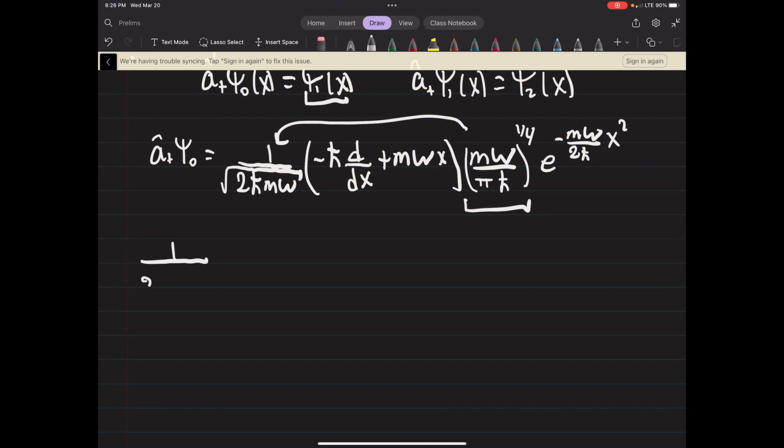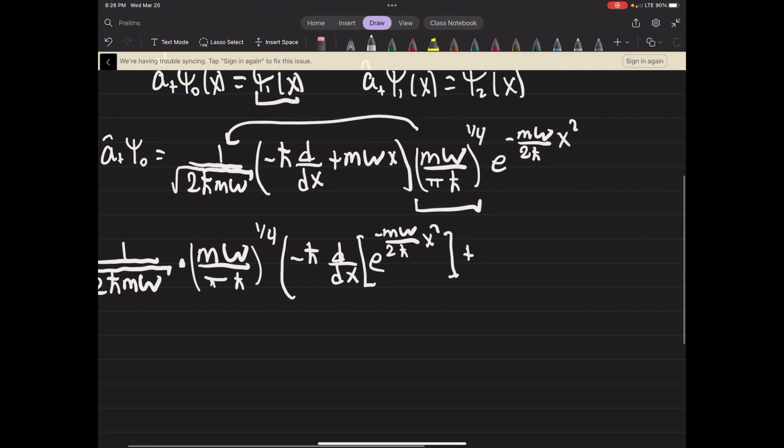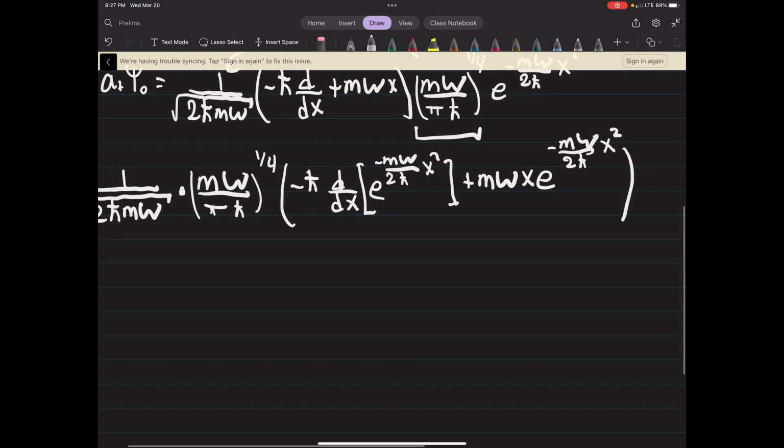So we have our constant terms, m omega over pi h bar to the 1/4, times minus h bar, the derivative with respect to x of our exponential part here, plus m omega x e to the minus m omega divided by 2 h bar x squared. Okay, so this derivative isn't too bad.